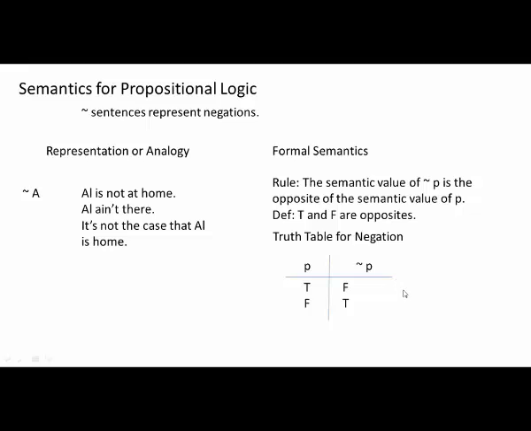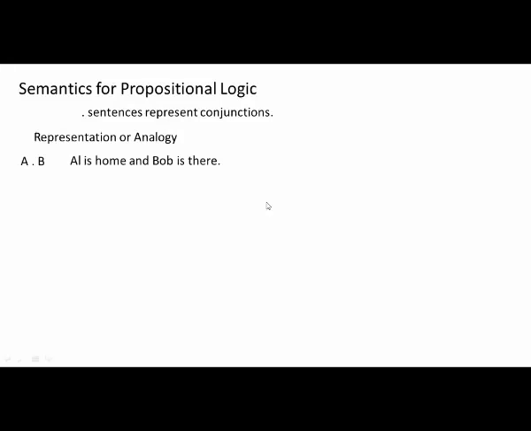Now the next operator is the dot, and dot sentences represent what we call conjunctions. So a sentence like A dot B might represent the statement that Al is home and Bob is there too. Intuitively, the idea of a conjunction is when you say two things are true. This time I want to go straight to the formal semantics before talking about other English versions. And let's give our formal semantics for dot statements in terms of the truth table right away.